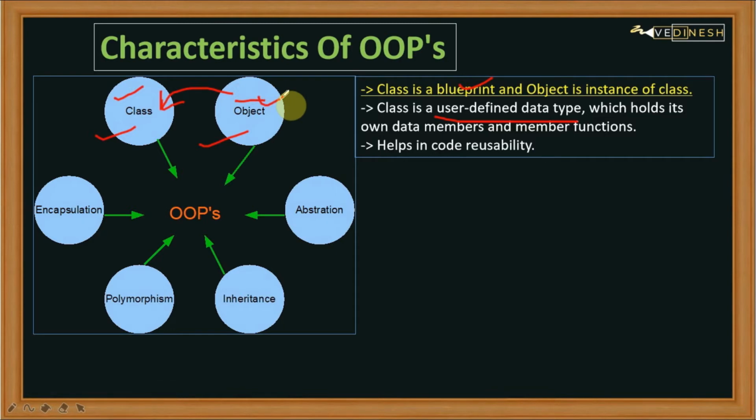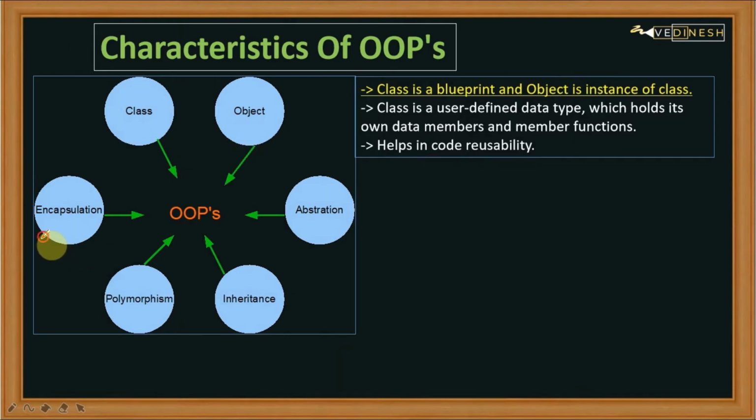So what is the advantage of it? The advantage is that it helps in code reusability. The code written in the class is reused again and again when we are creating an object or instance of that class. So this is one of the most powerful features that is provided by object-oriented programming, right?